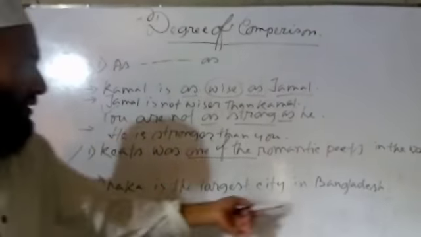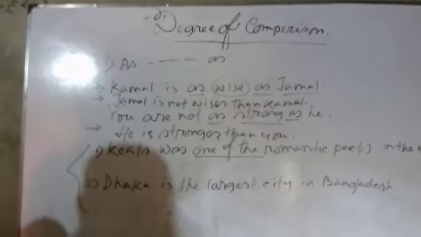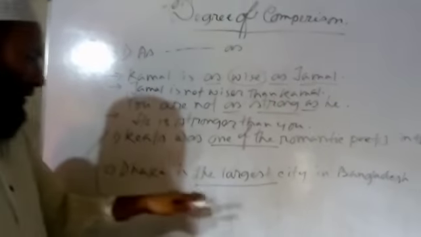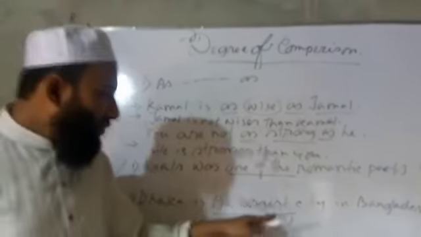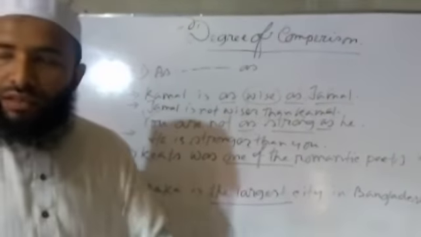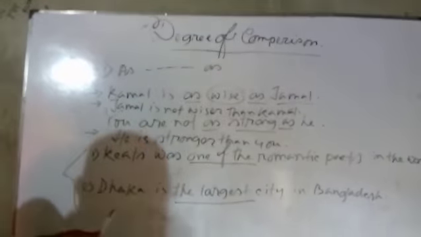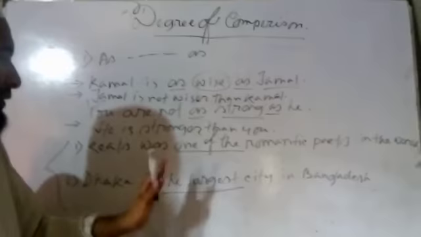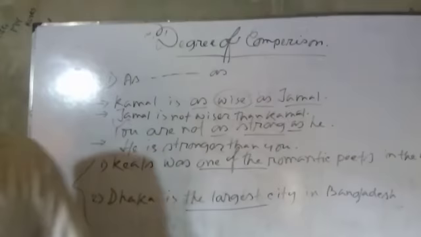Dhaka is the largest city in Bangladesh. Largest is "the" plus the superlative form of the adjective, so it is in the superlative degree, and this kind of structure will follow the rule of no other. So in positive, we can say no other city in Bangladesh is as large as Dhaka. And in comparative, Dhaka is larger than any other city in Bangladesh.